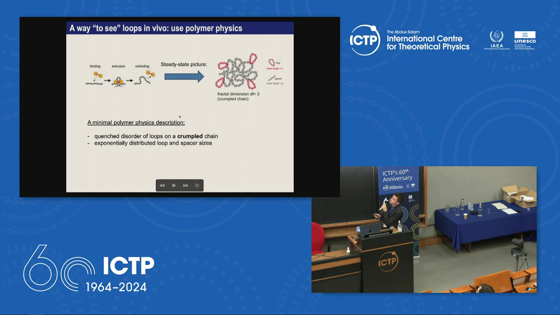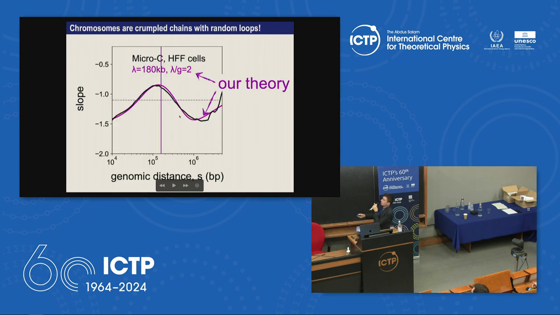And we have some crumpled conformation of a chain with fixed loops of a typical size lambda, and a typical spacer size G connecting the neighboring loops. But we let those loops and spacers be random. So they're randomly distributed in length and in position along the chromosome. And that's how our theory reproduces the experimental data. So quite remarkable. That's a Micro-C data set from human fibroblast cells. And we were able to reproduce it using certain parameters of our model: lambda, the typical loop size, and the typical gap size, 90 kb.